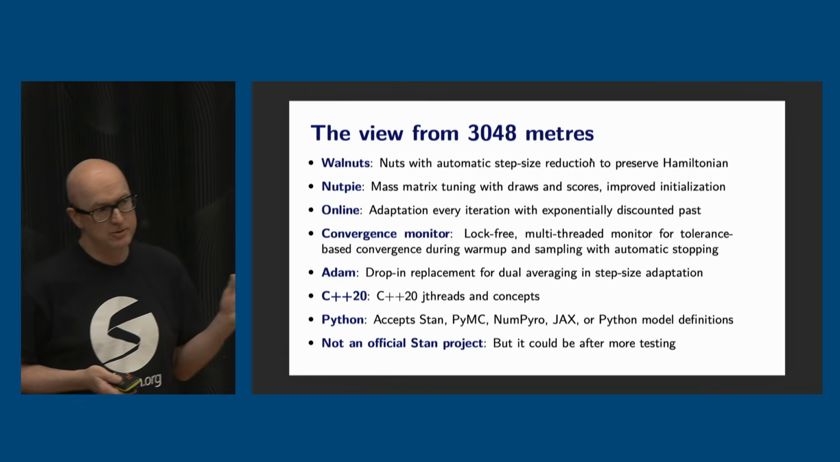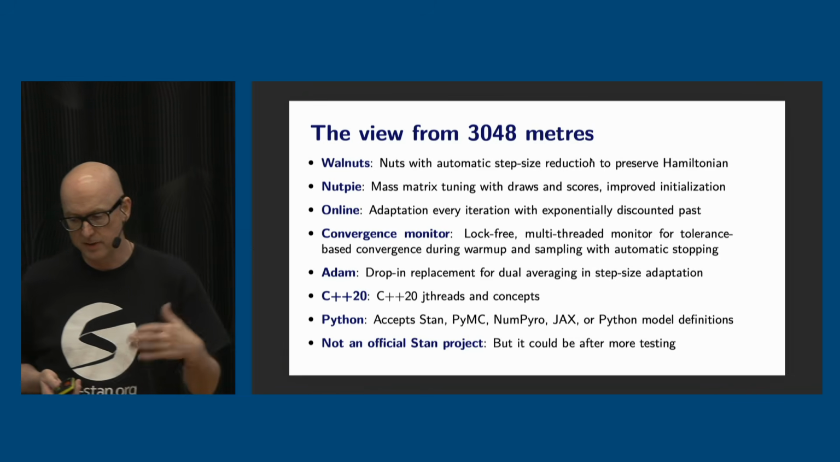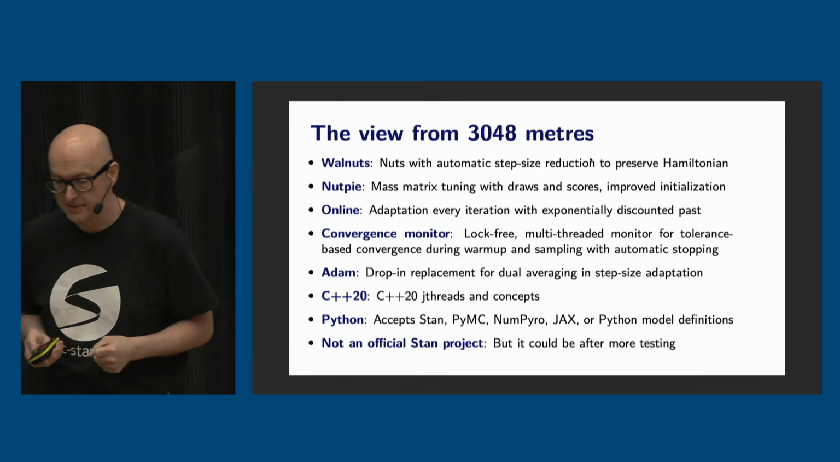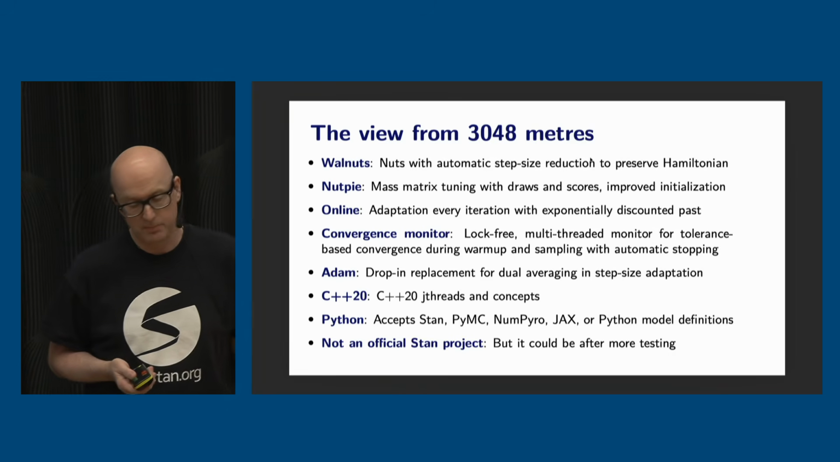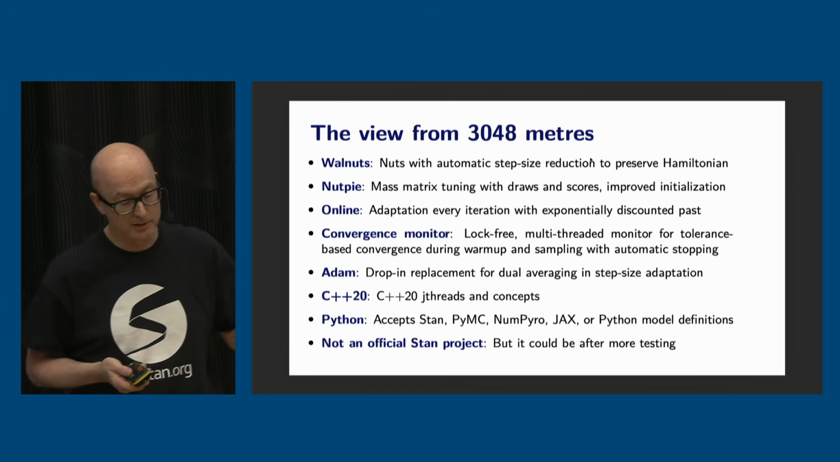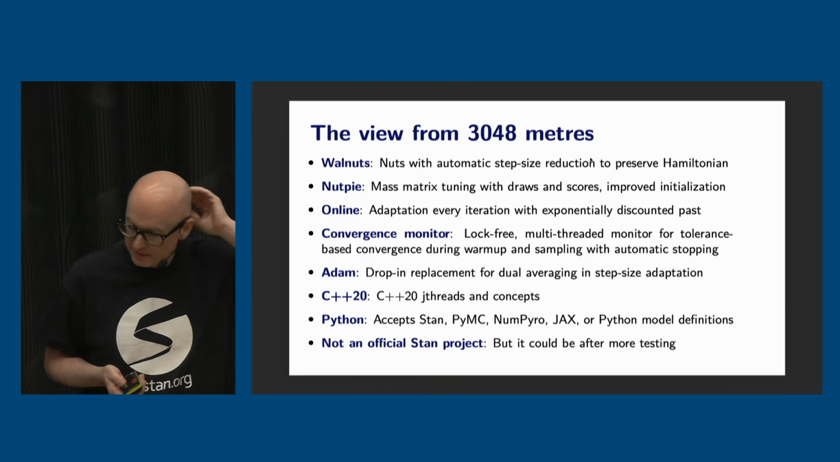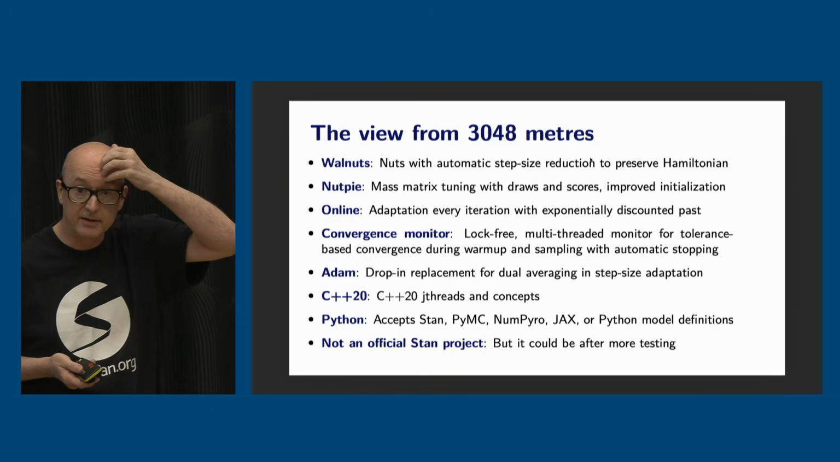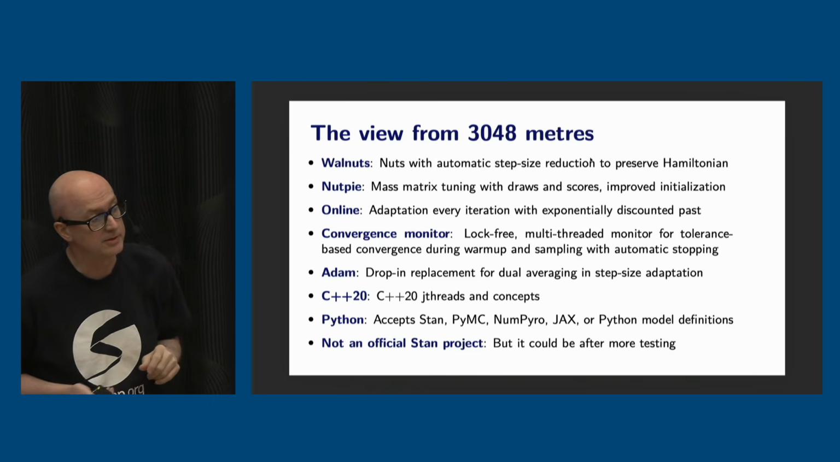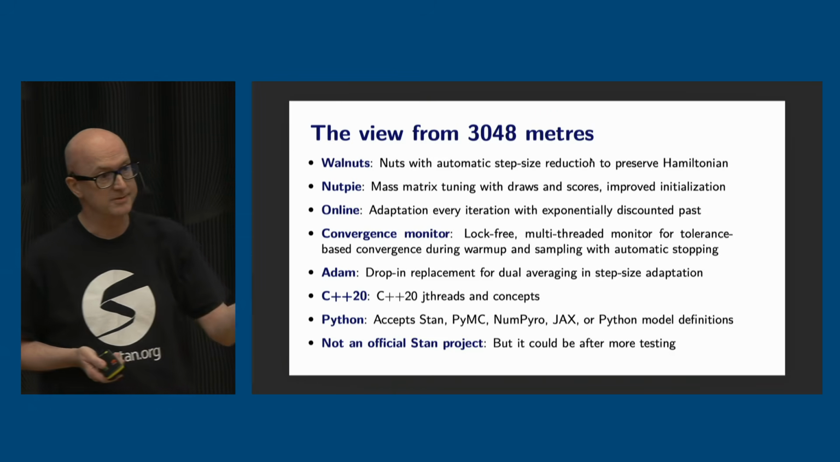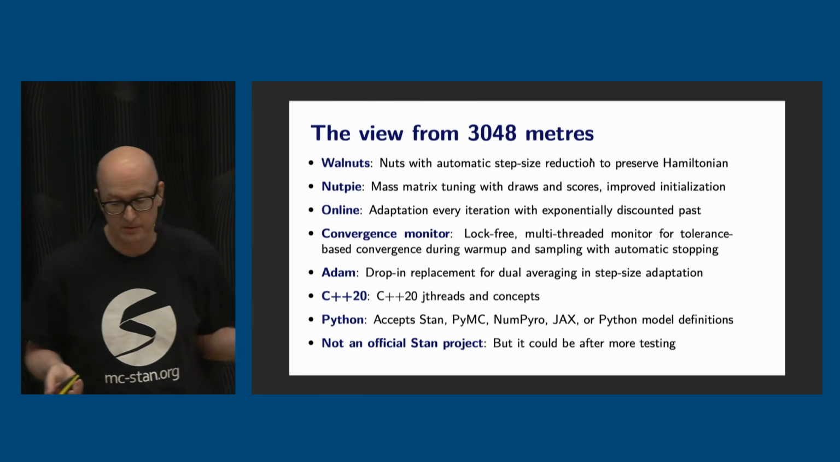We've replaced the dual averaging inside of Nuts with Adam, which is much more robust and much faster for step size adaptation. We built it all in C++20. We actually released this now, like a couple weeks ago. It's built in C++20 on jthreads and concepts. There's a Python interface, and we were really inspired by Adrian's Nutpie implementation, where he built an implementation that would work for Stan models and PyMC models and all sorts of other stuff that you might be able to build in Python.